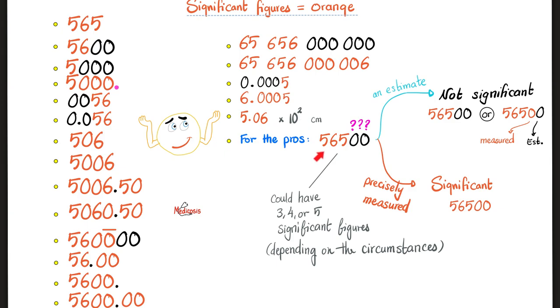For the pros, 56500 could have 3 significant figures, only 565, could have 4 significant figures, 5650, or could have 5 significant figures, the 5, the 6, the 5, the 0, and the 0, depending on the circumstances. What does that mean? If these zeros were estimated, just guessing, they are not significant. If the last zero was guessing, but everything before it was actually measured, then we have 4 significant figures. But if all of them are measured via a measuring device, then all of them are significant. So it depends on the circumstances.